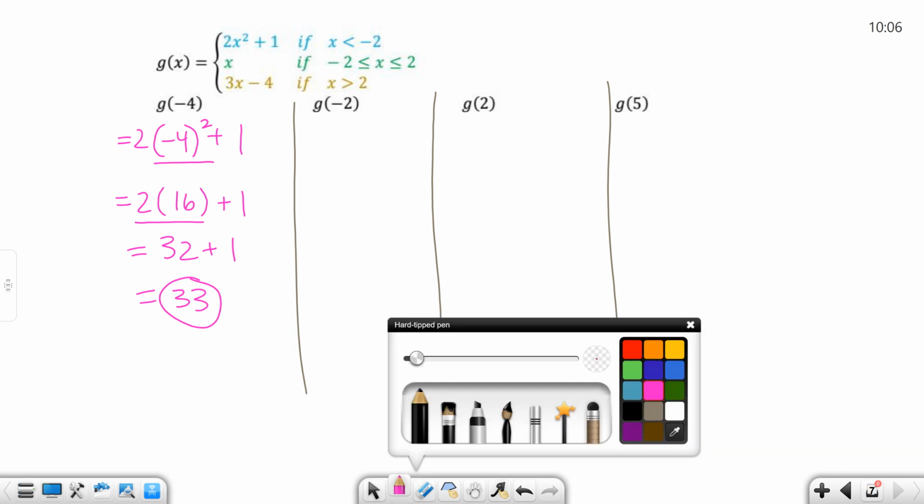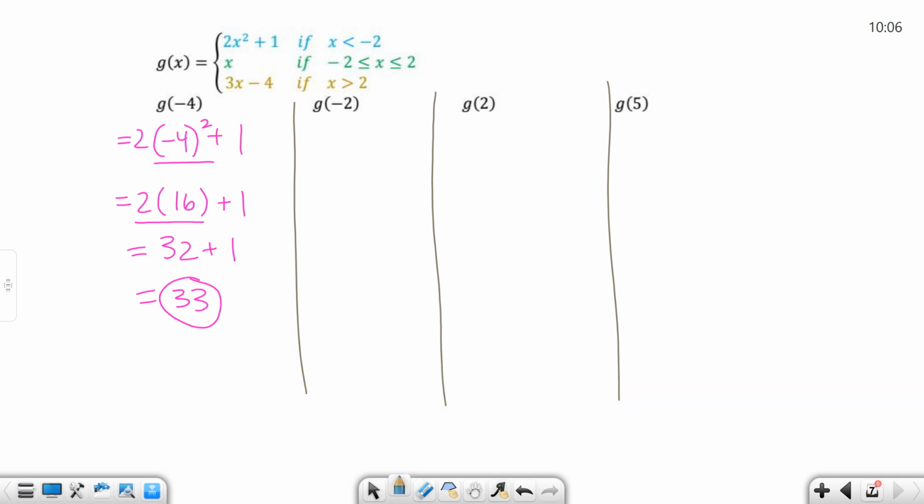So then what about g of negative 2? Well, is that in this one? Nope. Is it in this one? Yes, negative 2 equals. So we use just x. So we're literally just going to say equals, plug it in, negative 2. And I put parentheses there because I'm plugging it in, but that was completely unnecessary. That answer is simply negative 2.